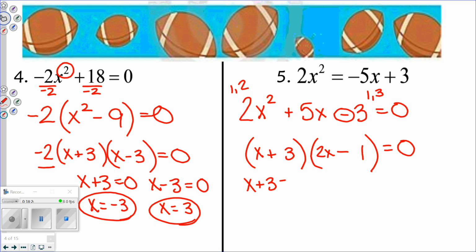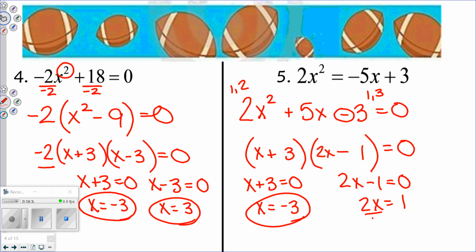So x plus 3 equals 0, and 2x minus 1 equals 0. So x equals -3. Here we'll get 2x equals 1. Divide by 2. Christian, what's 1 divided by 2? No, I don't want a decimal. 1/2. I'm just seeing what you'd answer me. If you would tell me 0.5 or if you'd say 1/2. Again, would I count you wrong if you told me 0.5? No, I wouldn't. But why?